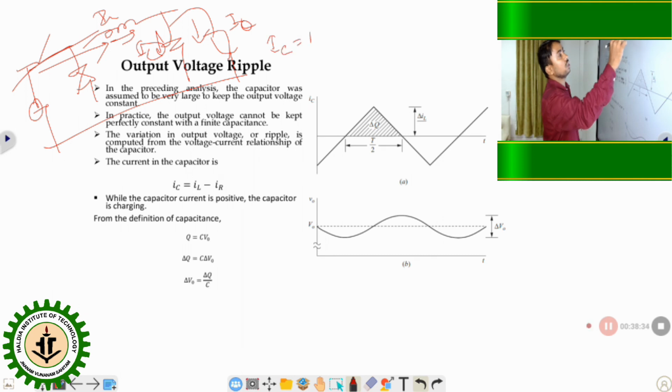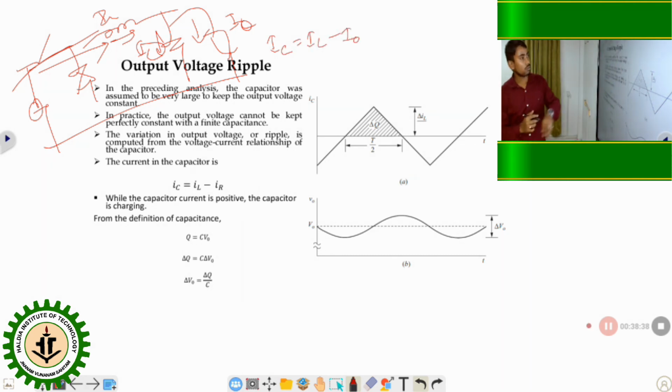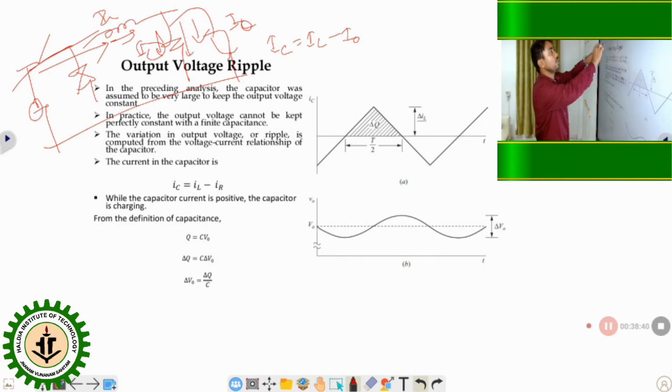The capacitor, when the switch is closed, some current will flow through the capacitor. So the capacitor will store the energy. Got it? When the switch is open, it will discharge through this path. So the output voltage remains constant. Got it? So this capacitor is only used to get the constant output voltage, not the pulsating DC. That's why the assumption is that we use a large capacitance. Clear?